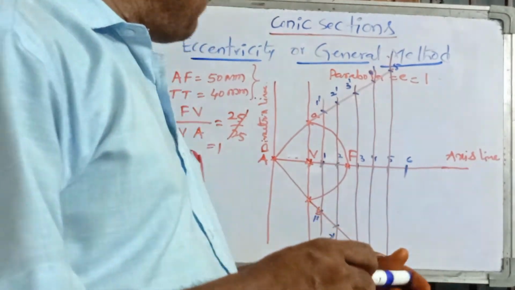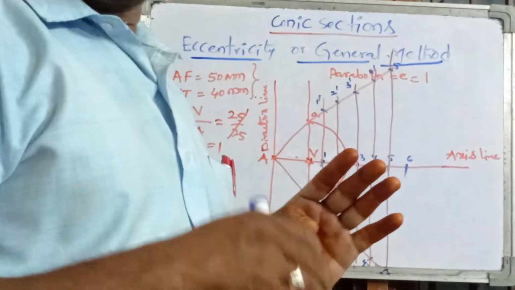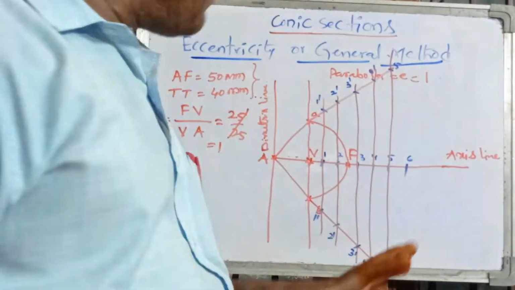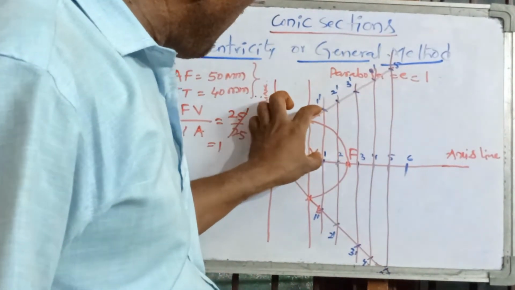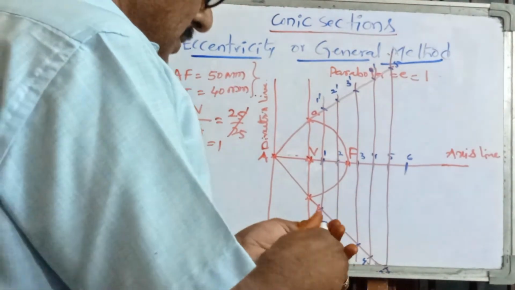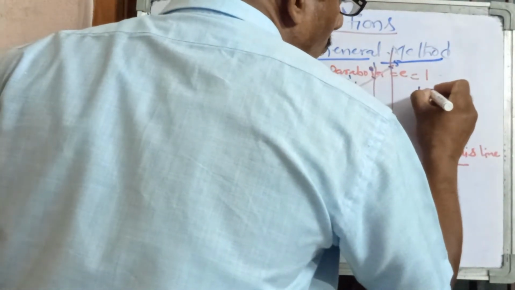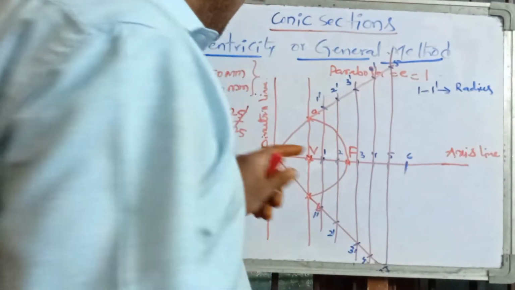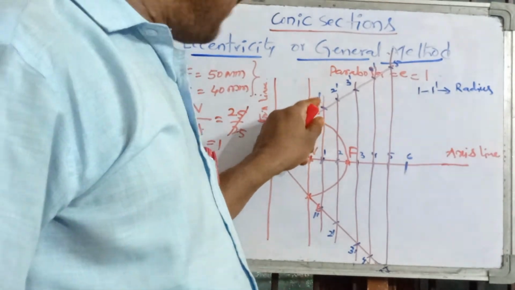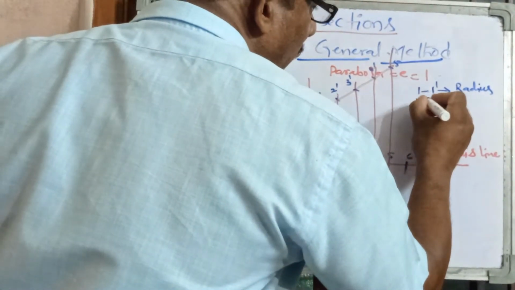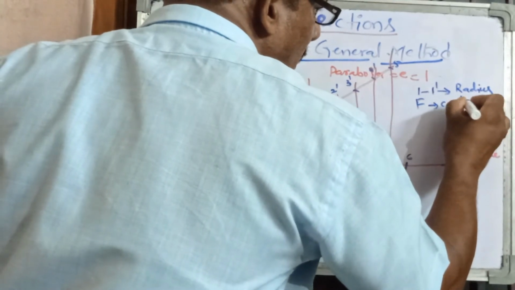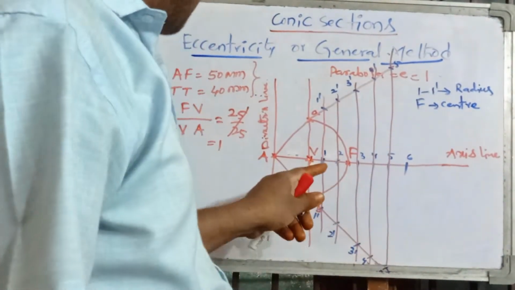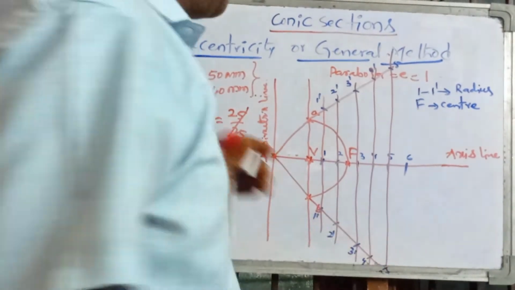Now 80% of the work is over. Now, to mark the points, see how to cut the point here. 1 to 1 dash is the radius, and F is the center. And cut the 1 to 1 dash line.